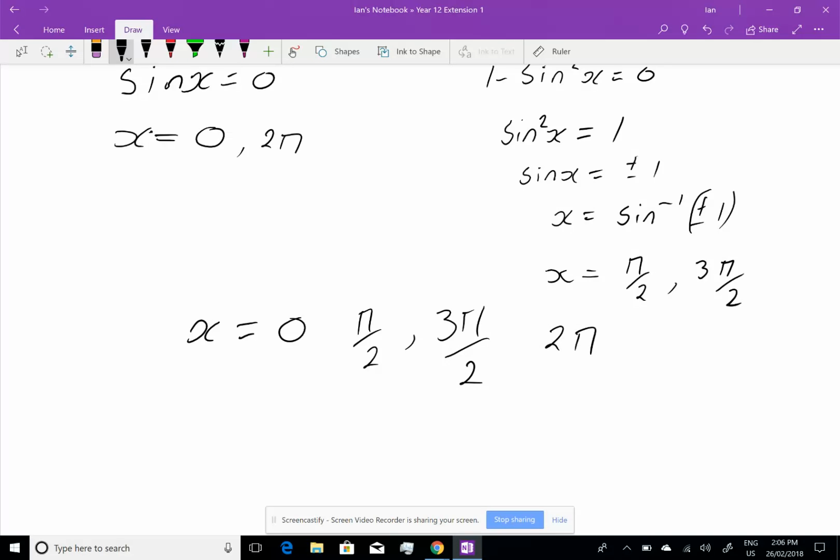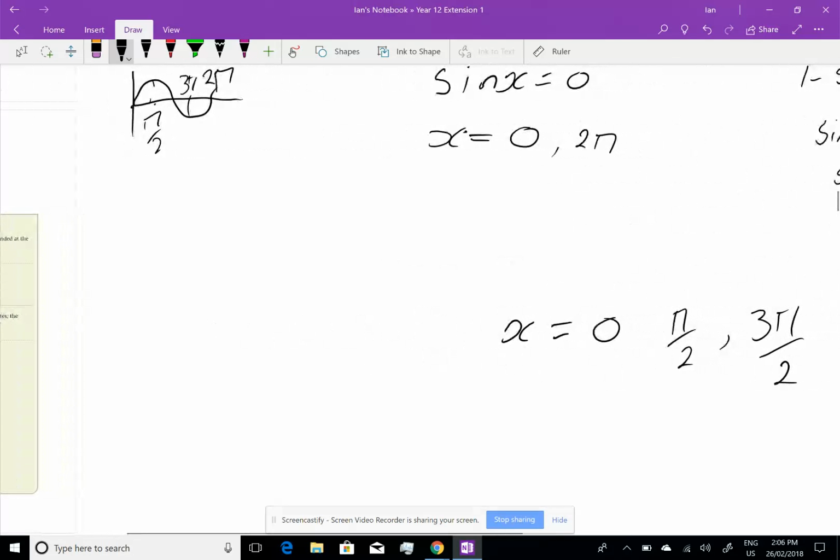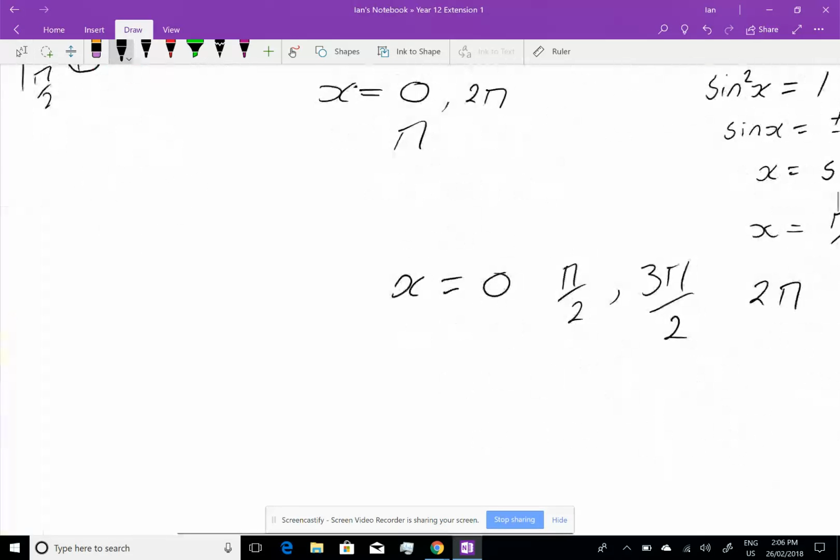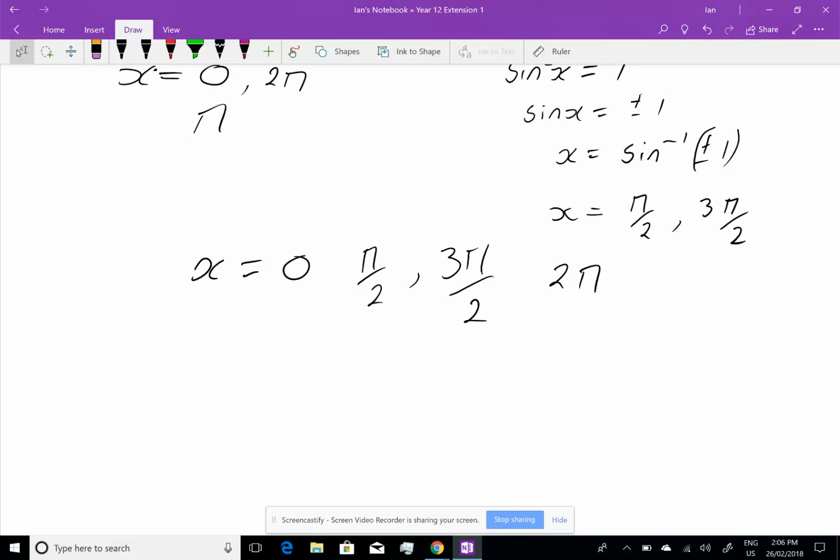And if I check my answers, there we are. Oh, I missed one: pi. Of course, I missed pi in here. That was a bit of a mess up, so I can have pi as well. All right, hopefully that helps you with question 19.